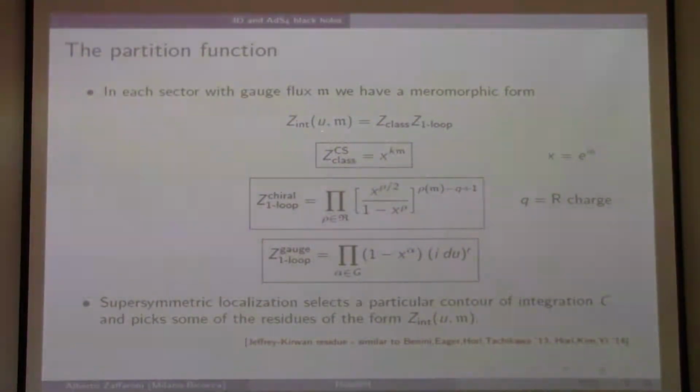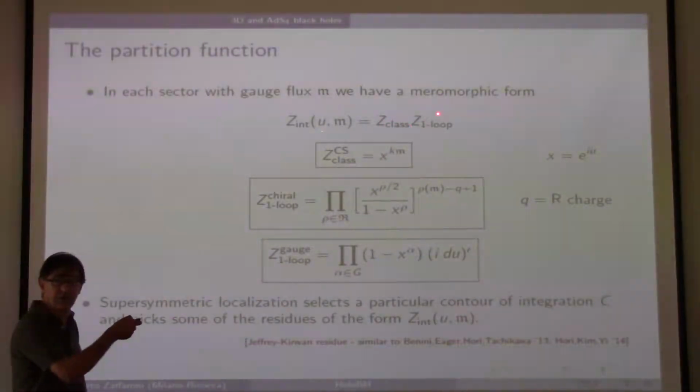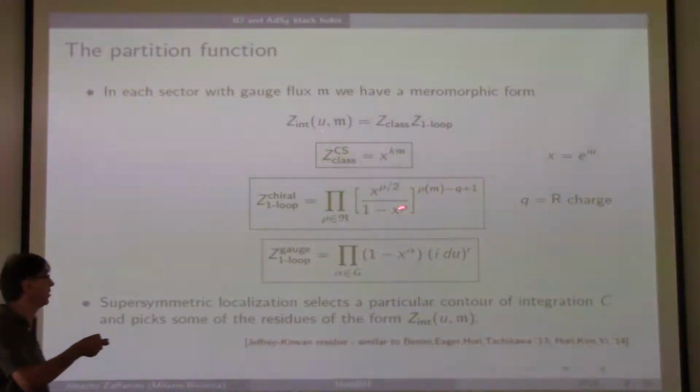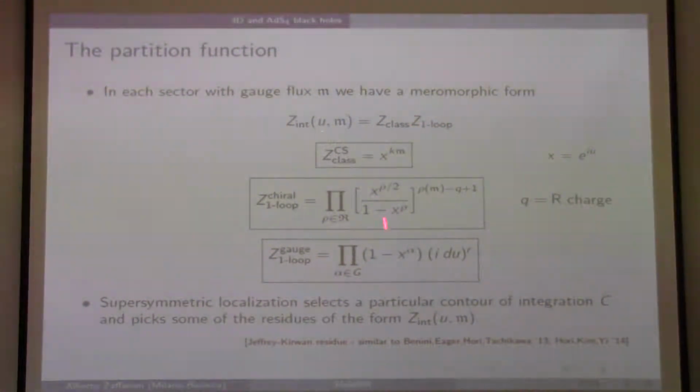And the ingredients are that the integrand, as usual, contains a classical contribution, a one-loop contribution, and the pieces are simple. Essentially the classical contribution, you get it only if you have a Chern-Simons term in your theory, and it is of this form. K is the Chern-Simons level. It couples to the magnetic flux, and there is this x here. So this is the classical piece.